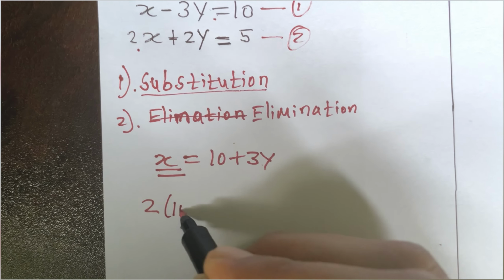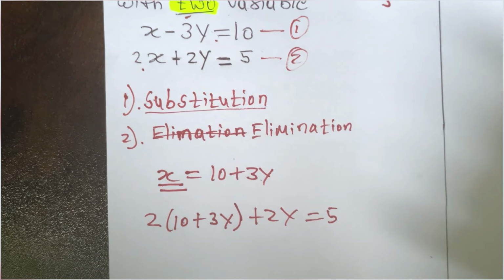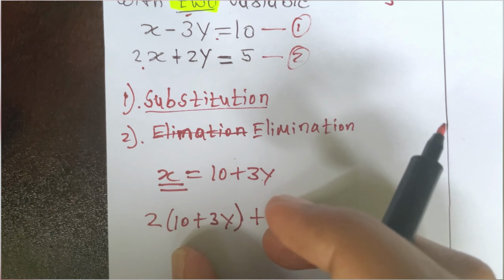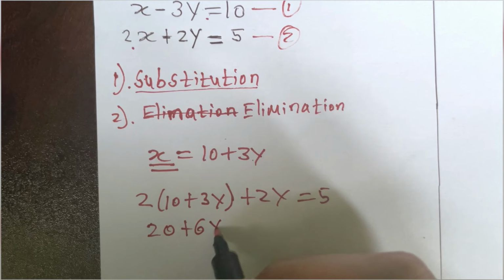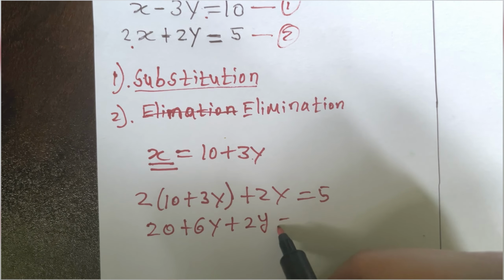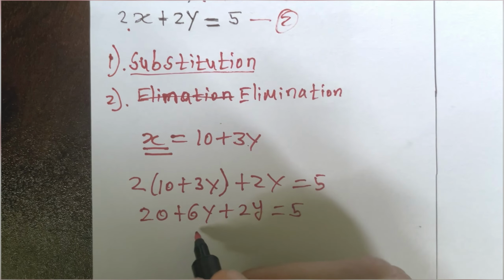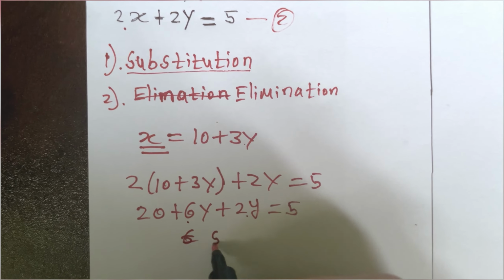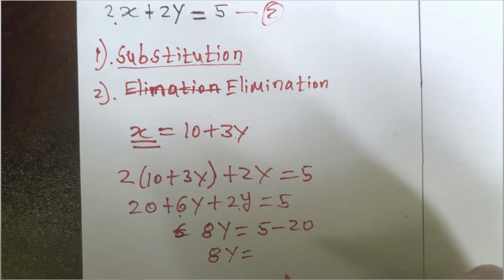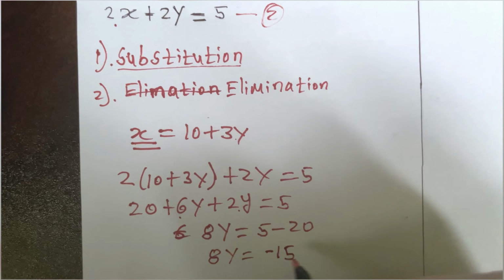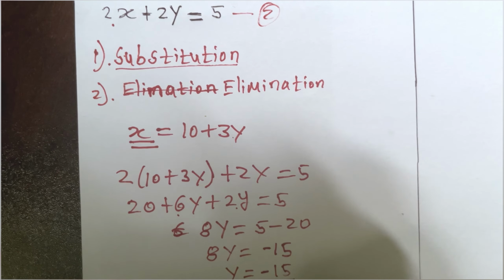So then this will be 10 plus 3y plus 2y is equal to 5. Okay, we will solve this equation and then we will get the value of y. So this will be 20 plus 6y plus 2y equals 5. We will keep variables on one side and numbers on the other side. So 6 plus 2 will be 8y, and this will be 5 minus 20. So 8y is equal to 5 minus 20, which is minus 15. Then y equals minus 15 by 8. So this is the value of y that we have got.